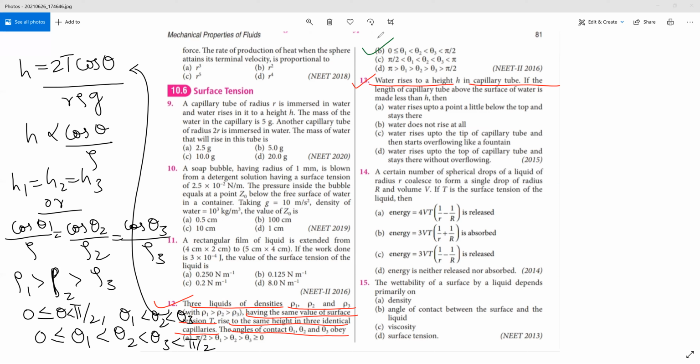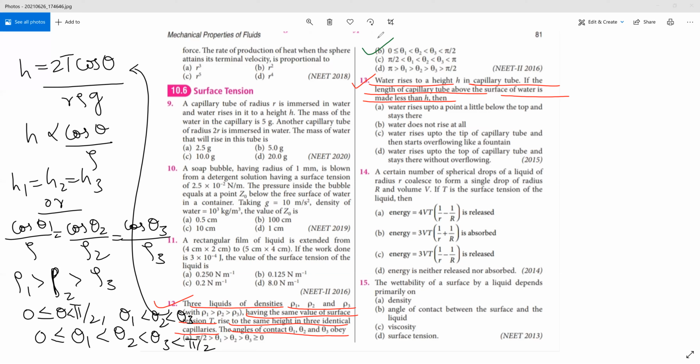13th one. Water rises to the height h in the capillary tube. If the length of the capillary tube above the surface of water is made less than h, then, 4 options they have given. First, water rises up to a point a little below the top and stays there. Second, water does not rise at all. Third, water rises up to the tip of the capillary tube and then starts overflowing like a fountain. Fourth, water rises up to the top of the capillary tube and stays there without overflowing. We have to choose the right option.